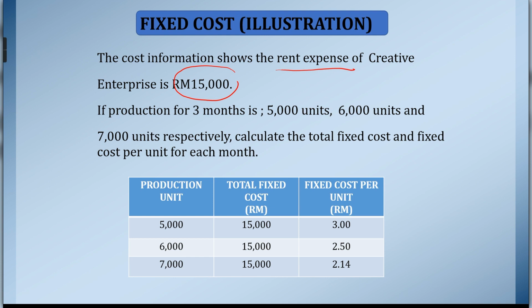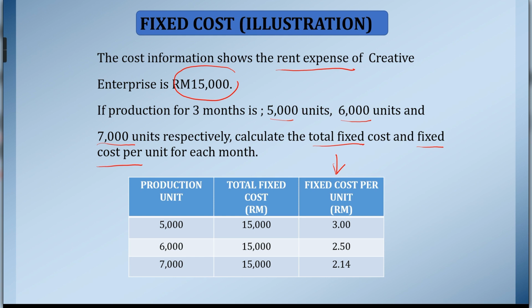Okay, so let's say we are given 3 months of production units. The first month is 5,000, second month is 6,000, and the third month is 7,000 unit respectively. And we are supposed to calculate the total fixed costs and fixed cost per unit. So this is slightly different from what we did for variable cost. Kalau tadi variable cost per unit kat sini, you will just take that 80 cents and put into the column. Tapi sekarang I cannot do that.